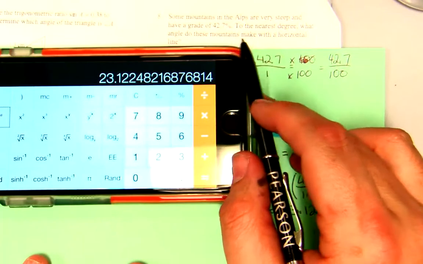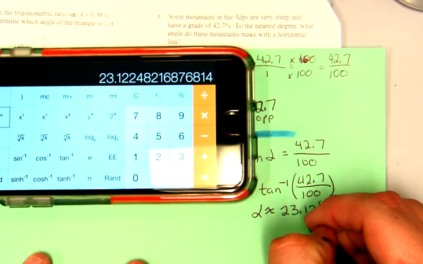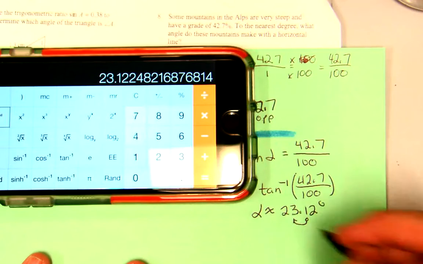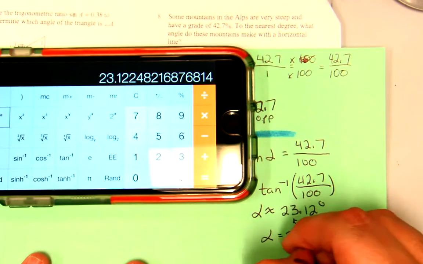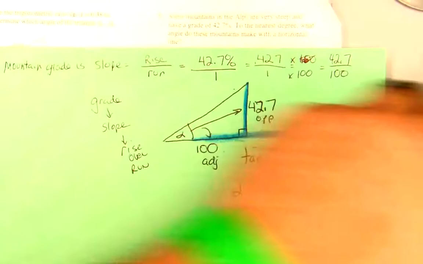Now, the question says, what angle do these mountains make to the nearest degree? So I need to use this and round to 23, so alpha is going to be 23 degrees. And there's your answer, which is A.